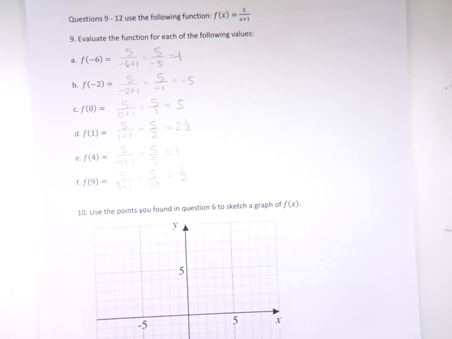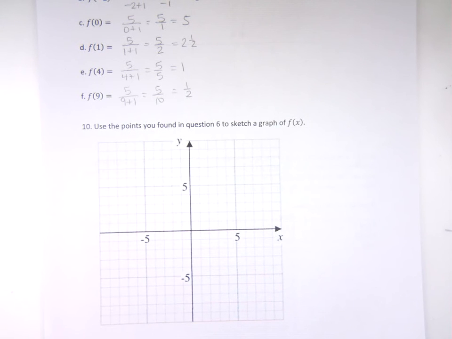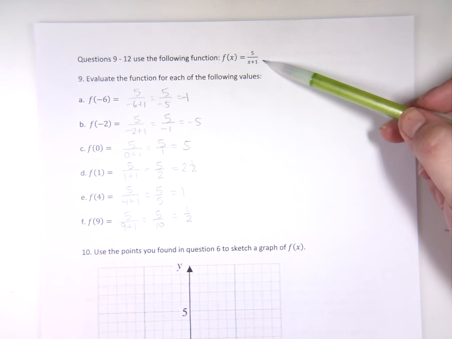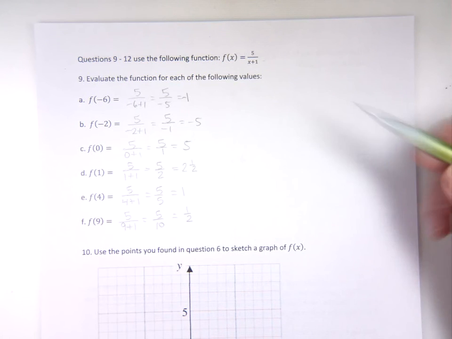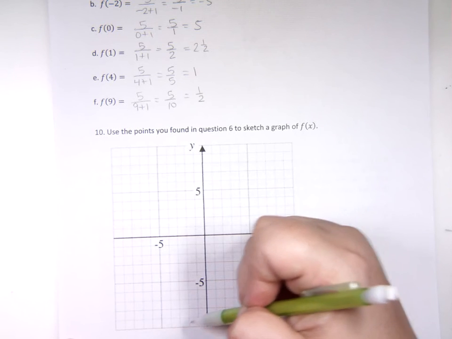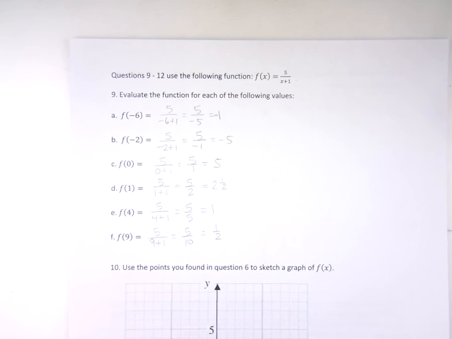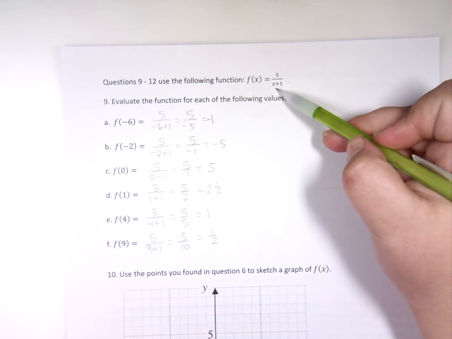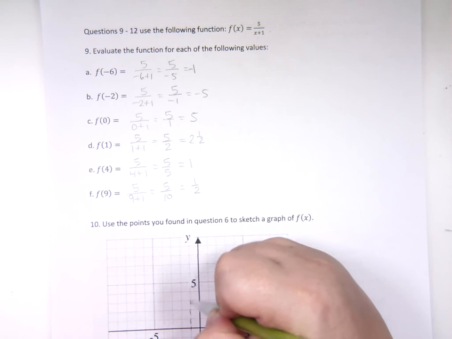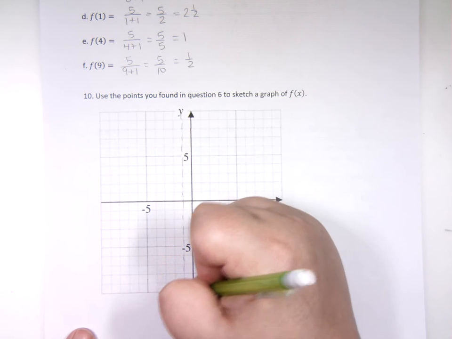Okay, so let's use the points we found in question 6 to sketch a graph of f of x. So remember that this is a rational function, and it's going to have that hyperbola kind of a shape with the horizontal and vertical asymptotes. So we know that it has an asymptote at x equals negative 1. We can actually write that in right now. We'll put a dotted line here to indicate this is the place where the function is undefined and it has a vertical asymptote.